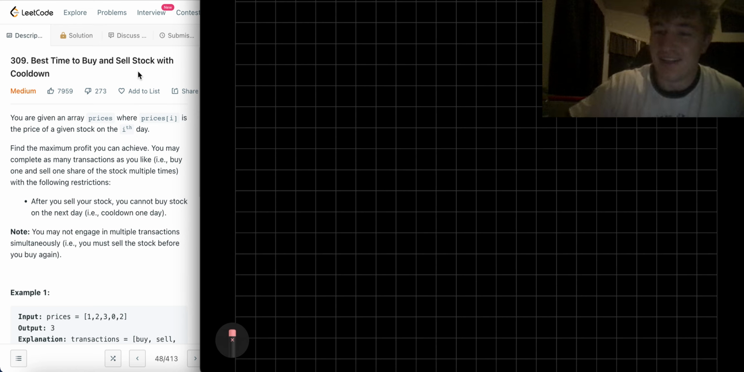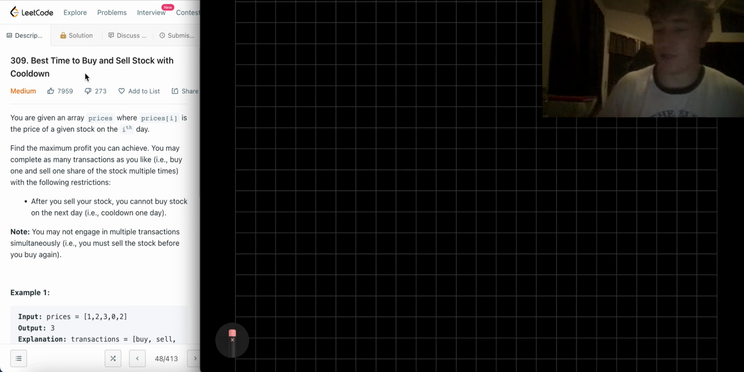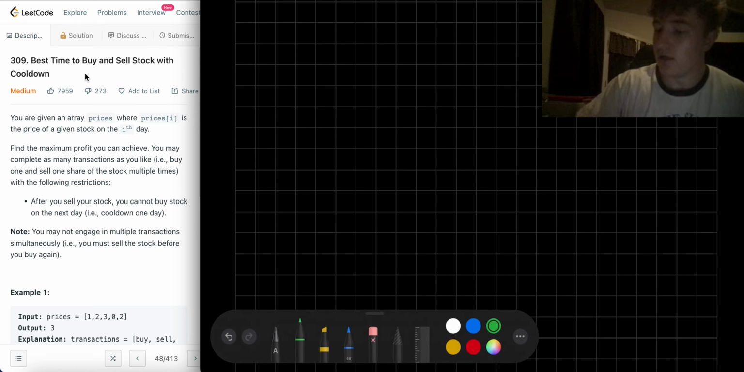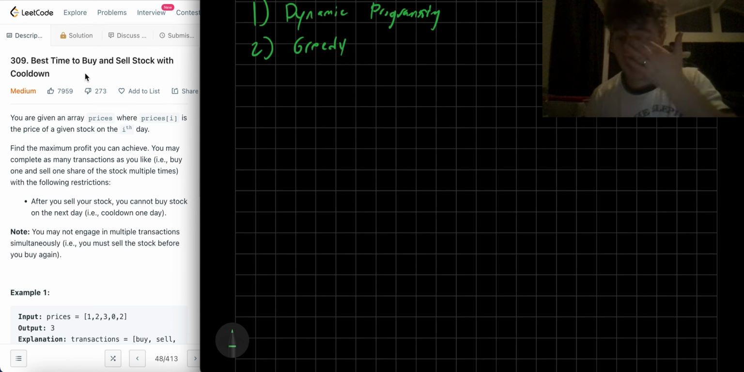But intuitively, it just means that you're trying to maximize that delta between the price you buy and the price you sell. Now, each of these problems usually has a unique constraint that makes the problem unique from the other buy and sell stock problems. But usually it's either going to be dynamic programming or a greedy approach, right?